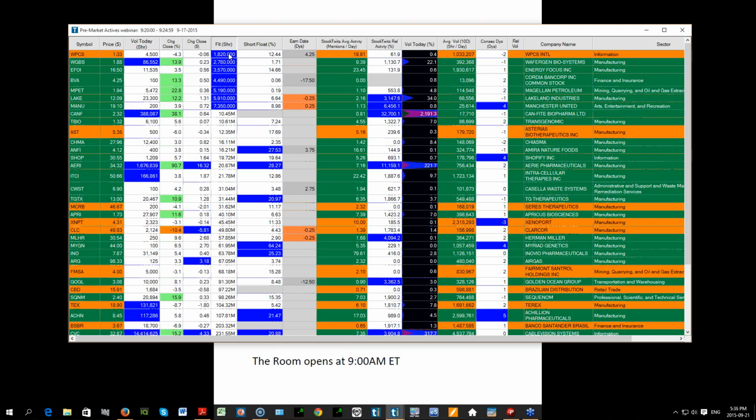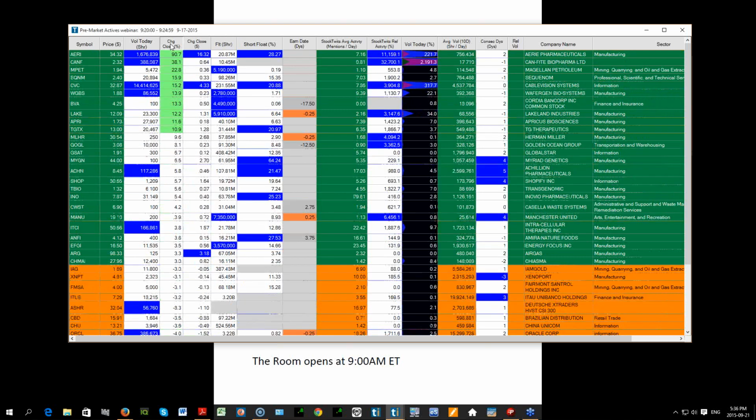Low float. Now, why would you want a stock with a low float? Let me get back to this one again. One of the reasons why CANF, if you look at the float, now I have color-coded this for stocks that are less than 10 million shares in the float. That's just my personal preference. But this one is almost there.